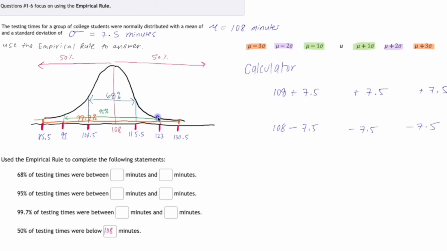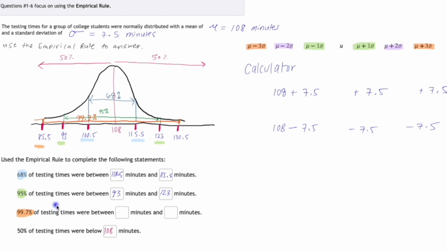Because once it's set up, then you can easily answer these questions, at least the way that this question is worded. So this is just asking us to state the bounds of the empirical rule. 68% of testing times were between what minutes? Well, I know the empirical rule. I know 68% of my data is within 1 standard deviation of the mean. So that's going to be between 100.5 minutes and 115.5 minutes. 95% of the data is between 2 standard deviations of the mean, so that's between 93 minutes and 123 minutes.